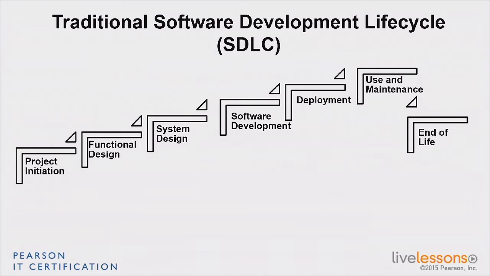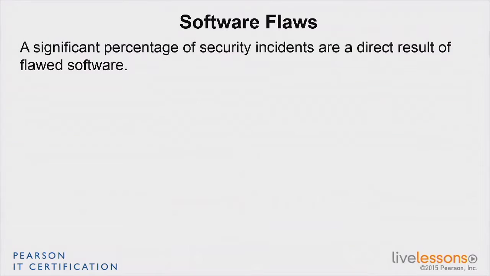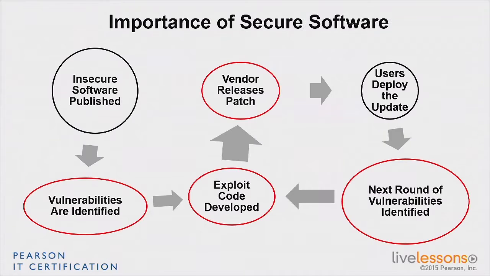There are a number of different models that can be implemented in this lifecycle, and in a subsequent lesson we're going to be looking at those models. But the traditional software development lifecycle was not designed with security in mind. It was designed to meet the requirements of functionality and performance. A significant percentage of security incidents are a direct result of flawed software. So secure software is really, really important.